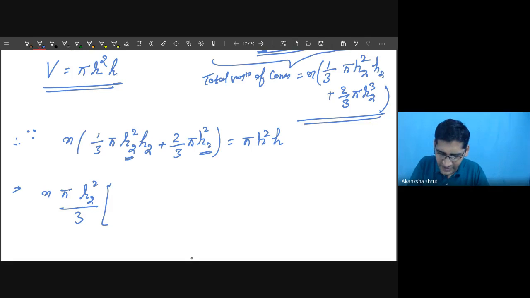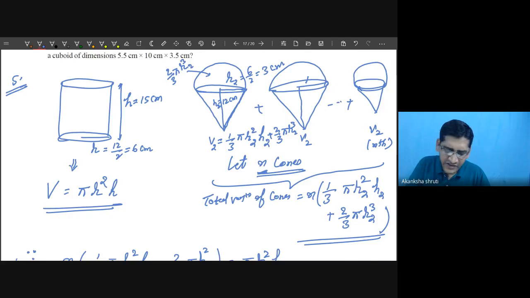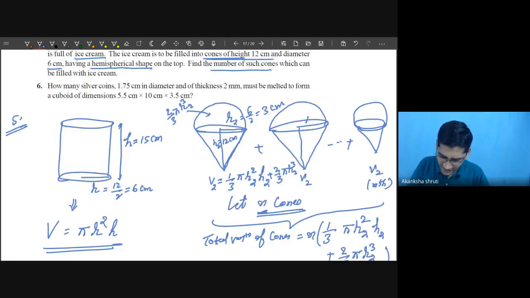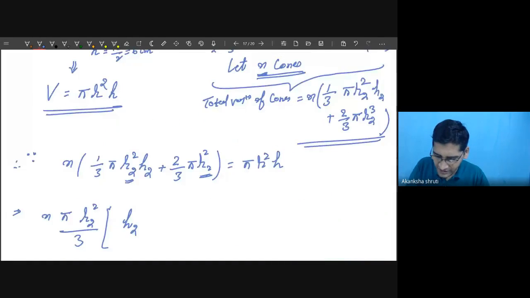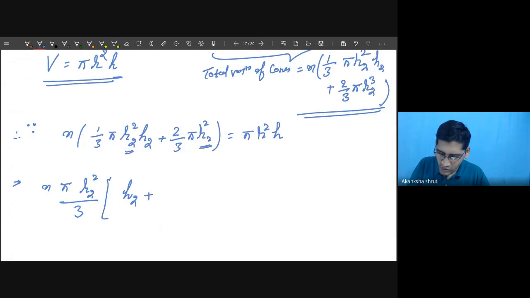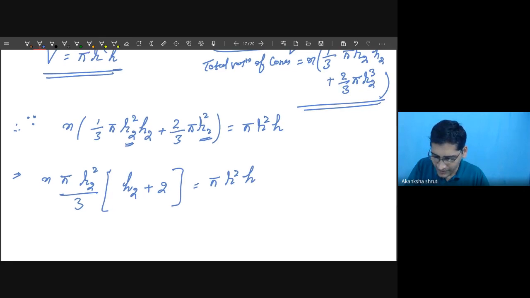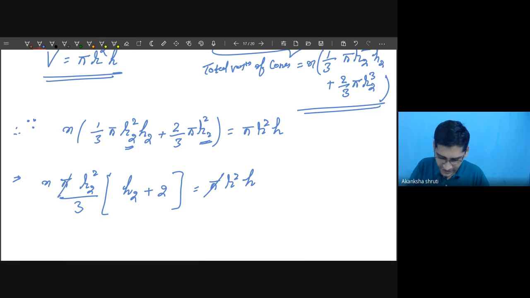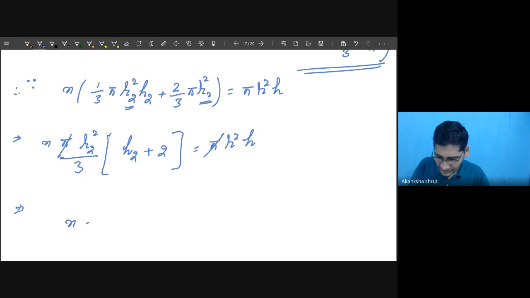What is left from the first? 1/3 pi r2 square is outside, so h2. We need to calculate the number itself, so n is already outside on one side, plus 2 is there. Pi and 1/3 are out, it is only this much, is equal to pi r square h. Pi can be cancelled. Are you getting? So this implies n will be r square h.